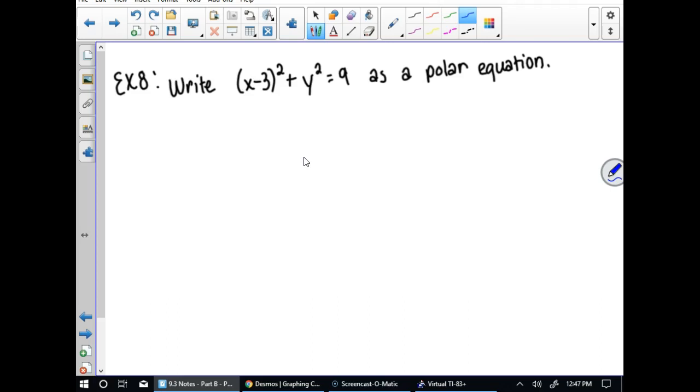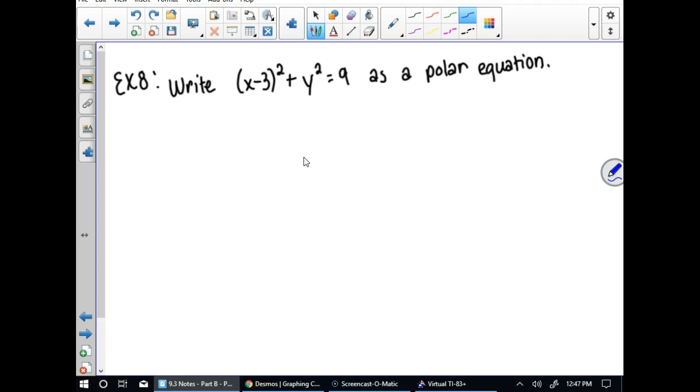Okay, so as it is right now, this is going to be pretty hard to do because I don't have an x squared and a y squared. I could, if I wanted to at this point, replace x with r cosine theta and y with r sine theta, but that makes it kind of hard to solve as well. So I think this might be easier to deal with if I multiply it out.